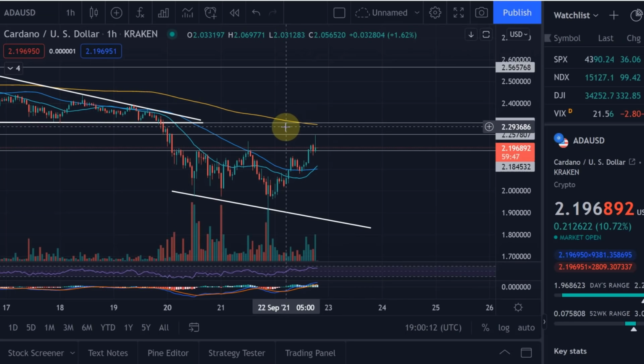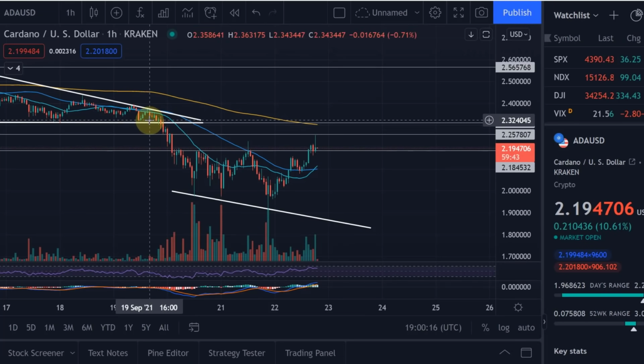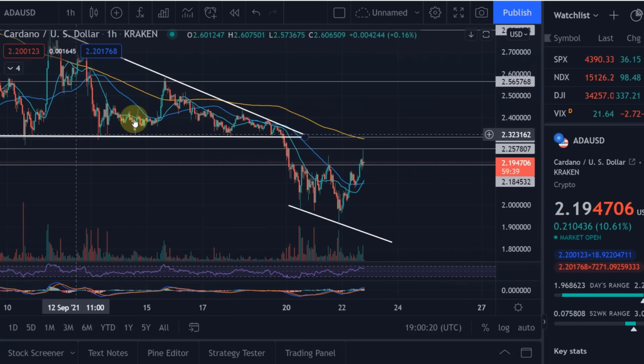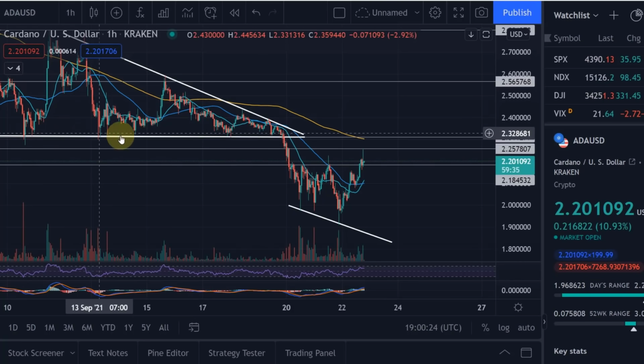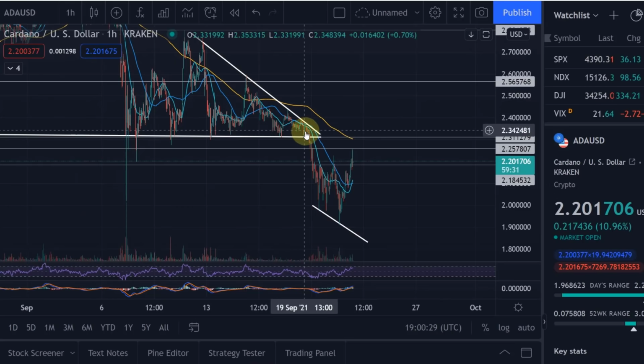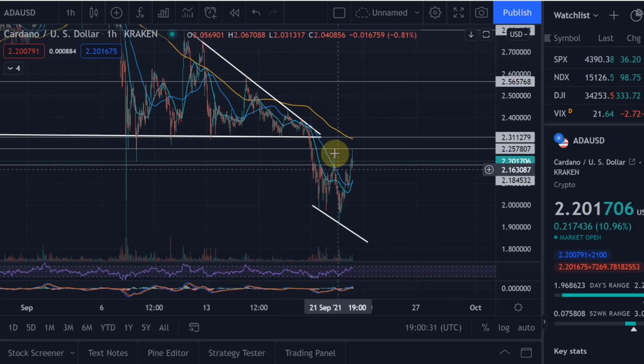But then we also have that 230 or 231 level that I think is very critical, because if we get above that level, we are sort of in that range, and above that level that formed the support for that descending triangle, which eventually led to the breakdown here, to the move to the downside.